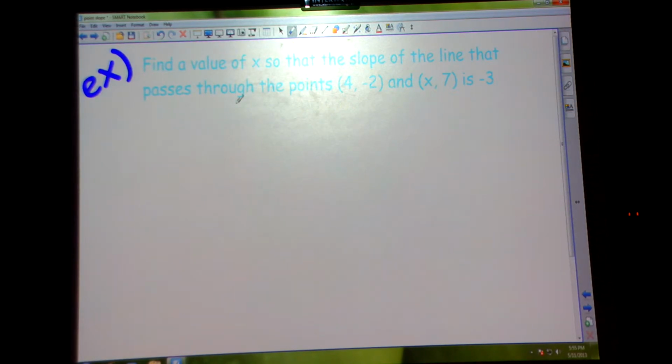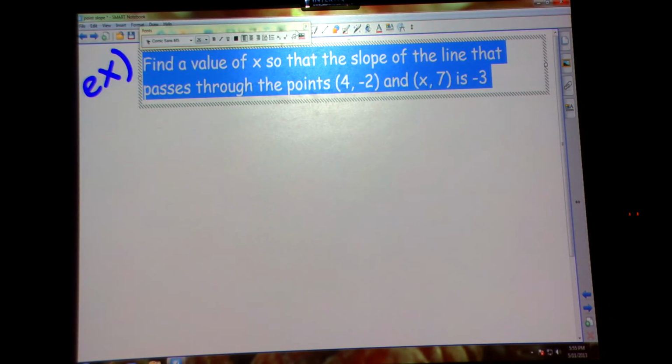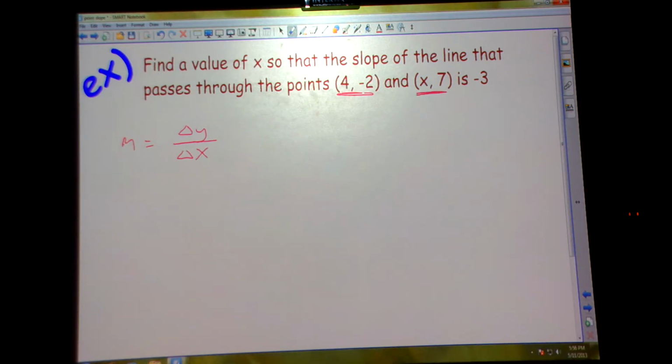So we're going to start off. I hope you can see that. I can change the color real quick. We're going to find a value of x so that the slope of the line is -3. Of course, remember slope is change in y over change in x. So we're going to go ahead and set that up. Remember, y is going on top.